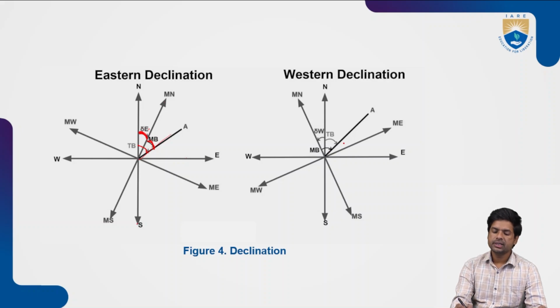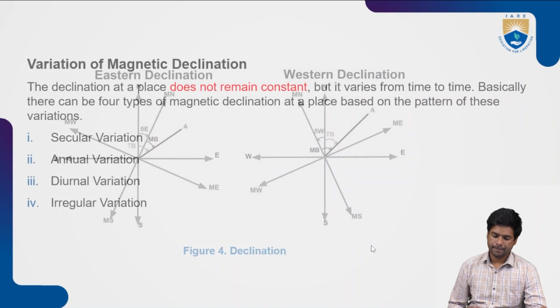Here also the same line is taken as the reference line, and the bearing made with the true north is called the true bearing. The angle made with the magnetic north is called the magnetic bearing, and the declination from the true north to the magnetic north is called delta W, the western declination.